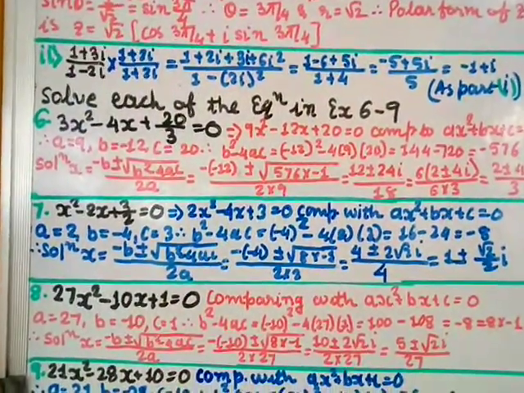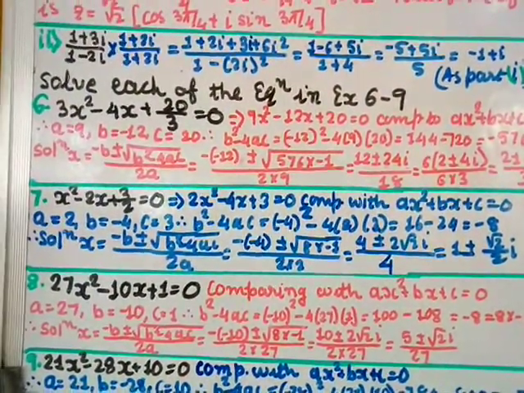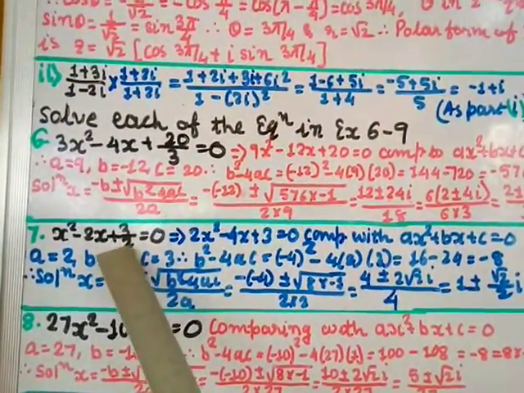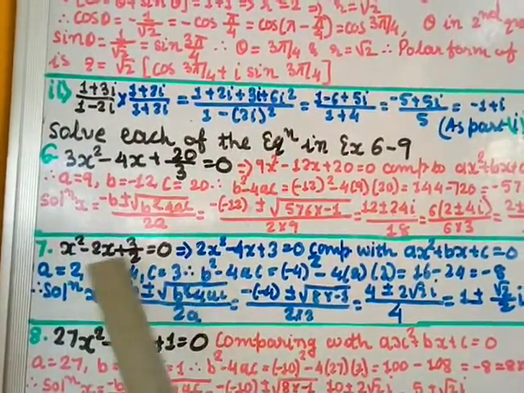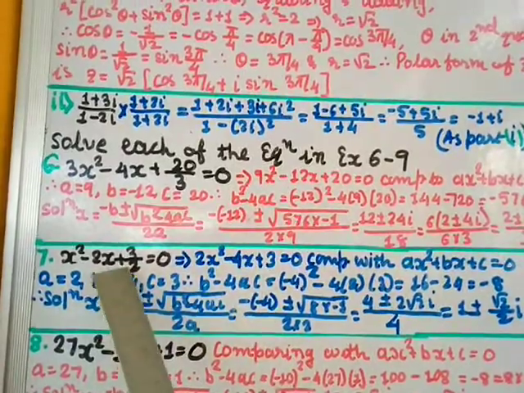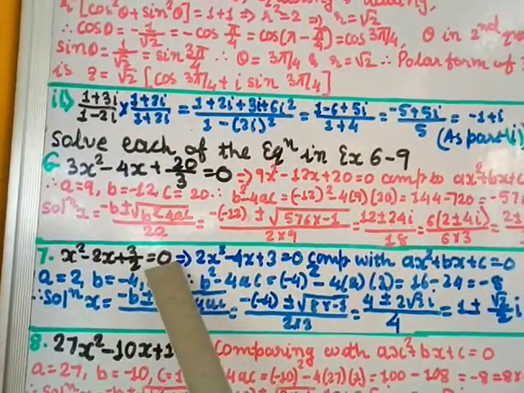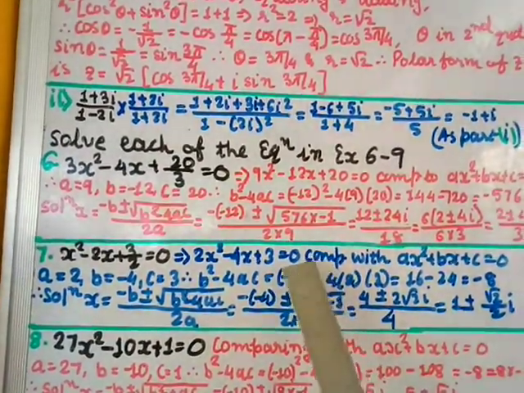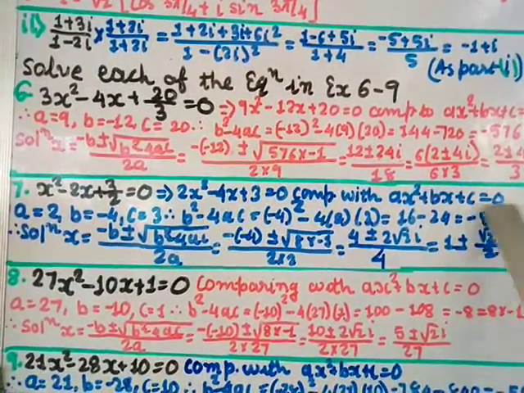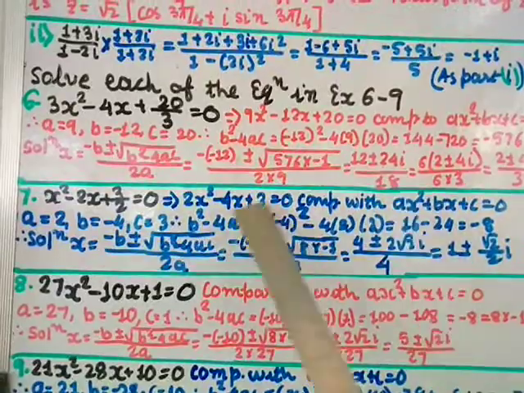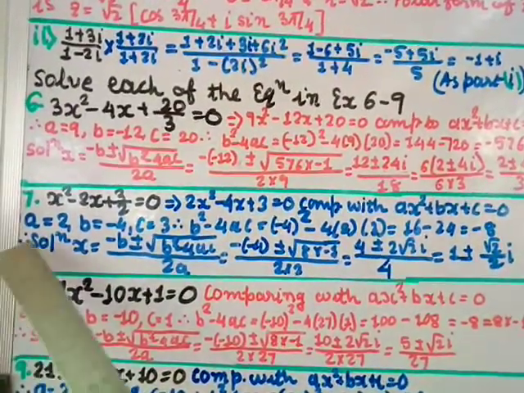Question number 7. x² − 2x + 3/2 = 0. Take LCM. 2 is the LCM, so here multiply by 2, here multiply by 2. So 2x² − 2 into 2, 4x + 3, and the denominator 2 transfers over here, multiplied with 0, cancel. Now comparing with the standard equation, that is ax² + bx + c = 0. So a value is 2, b value is −4 and c value is 3. I have written over here.